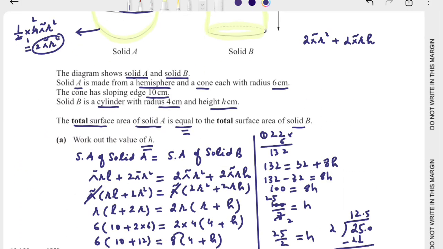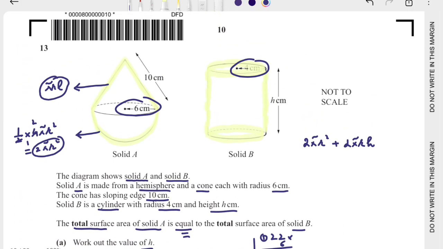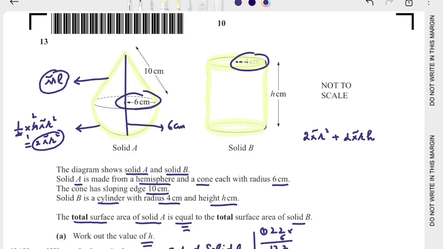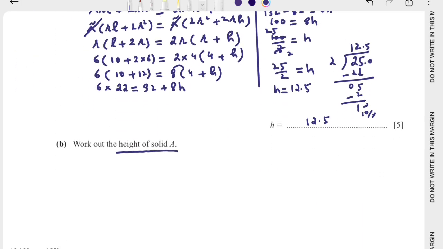Now B part, work out the height of solid A. In this part we have to find out total height of solid A. If you see, the height of cone is missing, and the height of hemisphere is same as the radius, so it will be 6 centimeter. We only have to find out the height of cone by using Pythagoras theorem. So it will be, let me draw a triangle here.